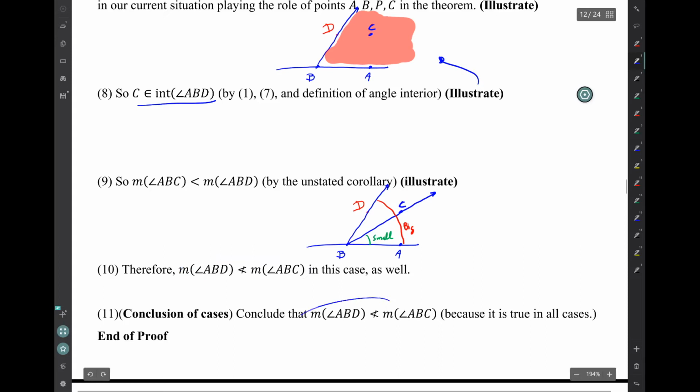Well, since this is what happens in both cases, we can say that this is true in all cases. And that's what we were supposed to prove. We were supposed to prove that the measure of angle ABD is not less than the measure of angle ABC. And that's the end of the proof.